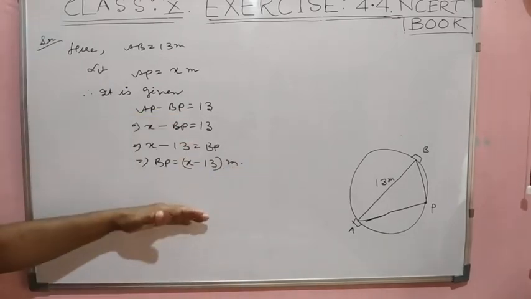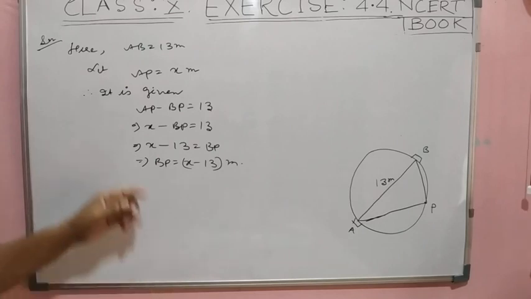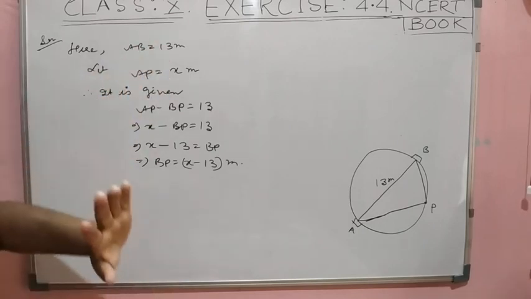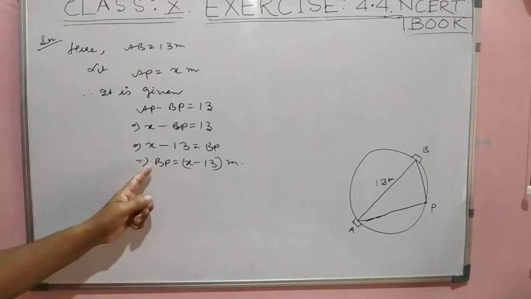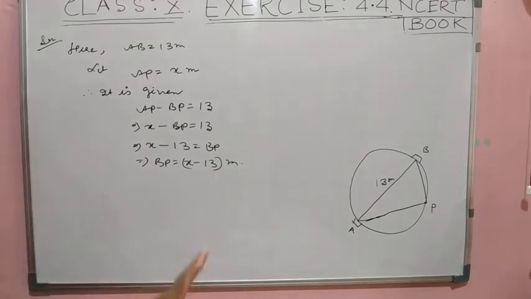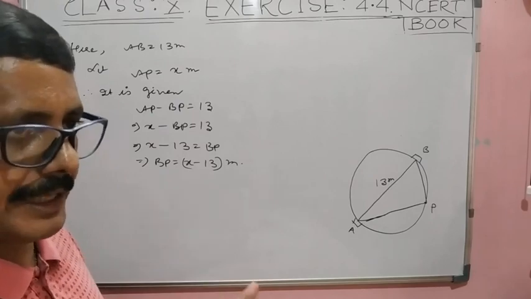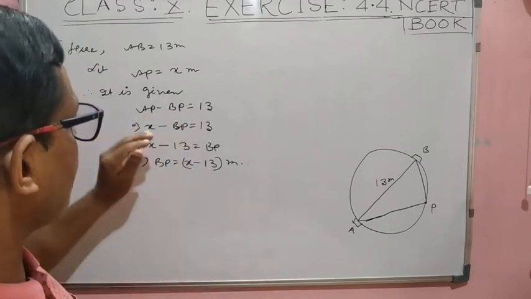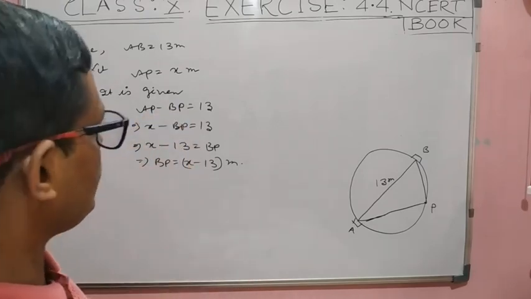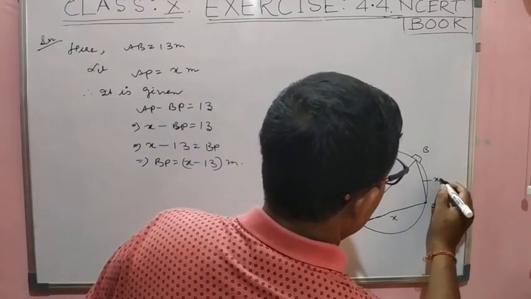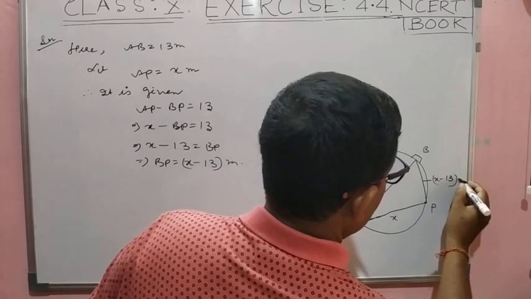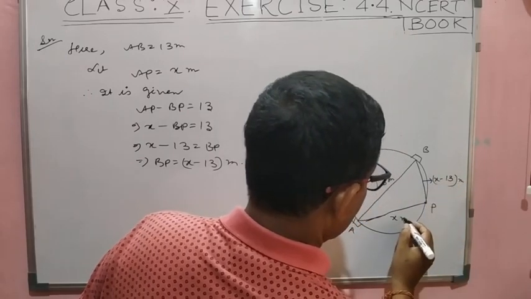I am explaining a little bit here so that you can understand. AB equal to 13 meter given. Let AP equal to x meter. So BP equal to x minus 13. You can write directly also, but so that you can understand, I am explaining in two steps. So this is x meter, so definitely this will be x minus 13 meter.